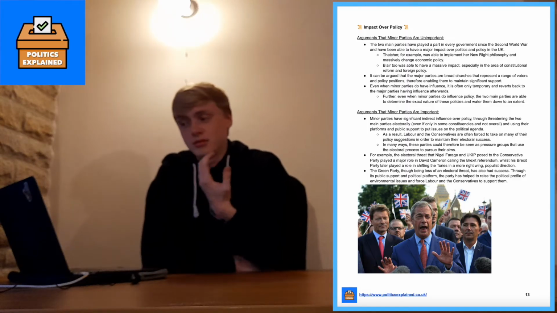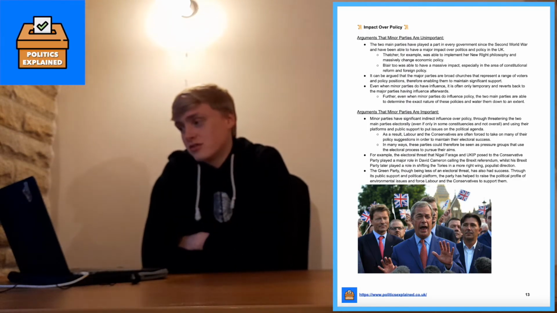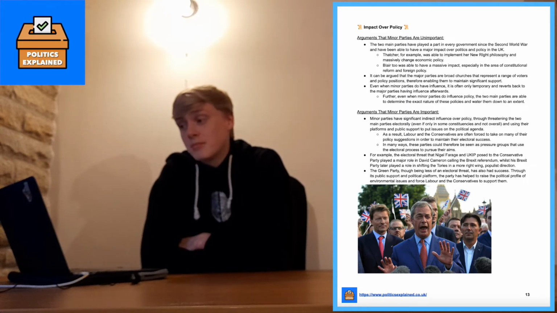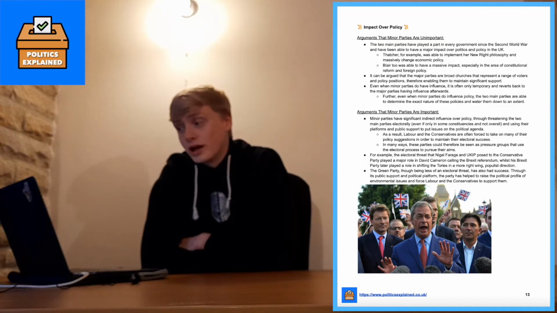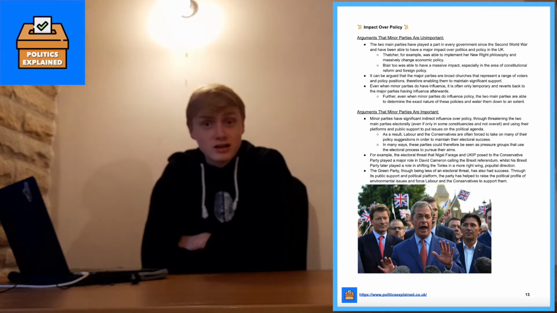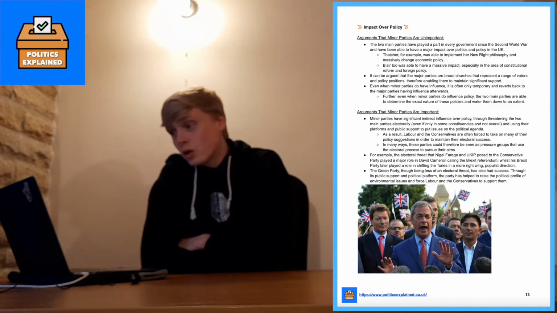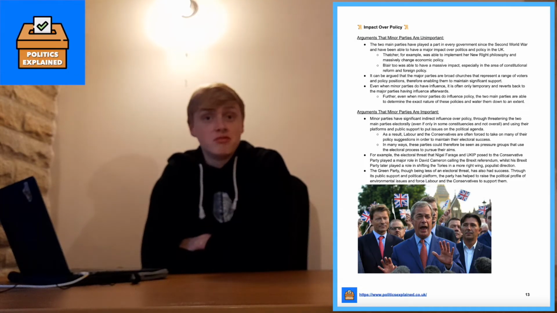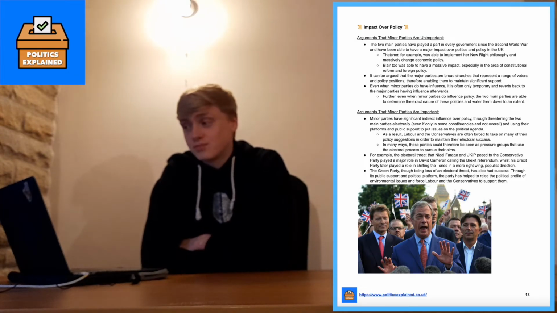A key example of this, as I mentioned, is Nigel Farage and UKIP and the Brexit Party. The electoral threat that Nigel Farage and UKIP posed to the Conservative Party played a major role in David Cameron committing to a Brexit referendum in the 2015 election. Whilst Nigel Farage's Brexit Party later played a key role in shifting the Tories into a more right-wing populist direction for the 2019 general election.